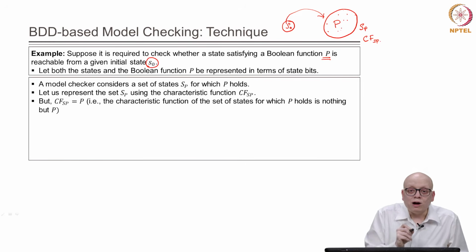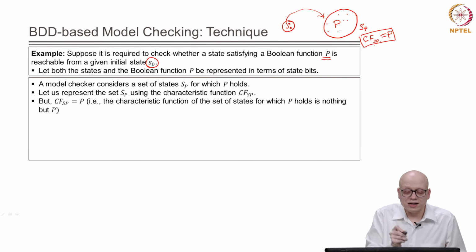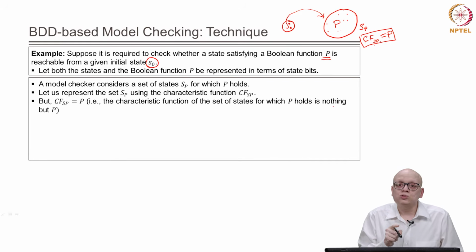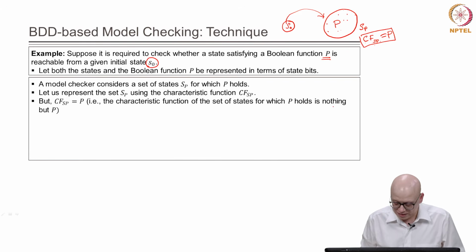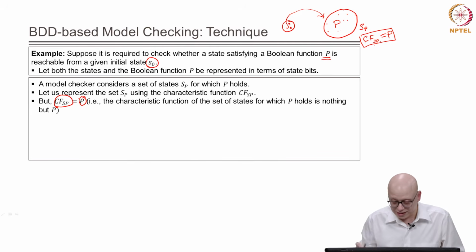But what we find is that the characteristic function CF_SP is nothing but P, it has to be P. Why is that the case? We will see. So, what we are saying is that the characteristic function of the set of states for which P holds is nothing but P. Note that we have represented both P and the set of states using the same state bits, right. So, why is it that the characteristic function of the set of states, that is CF SP, will be equal to P? Let us understand that.